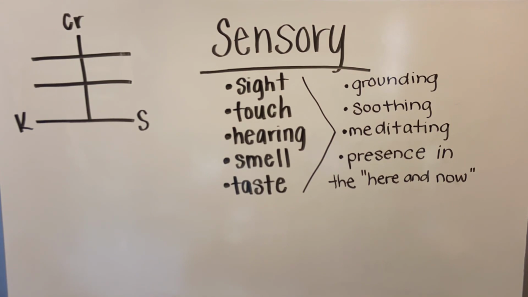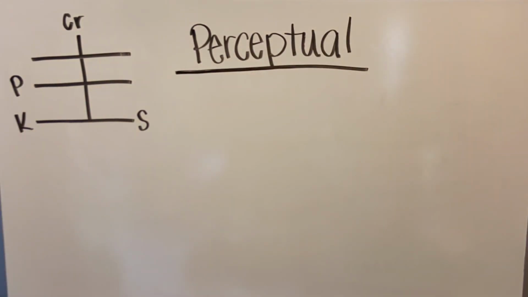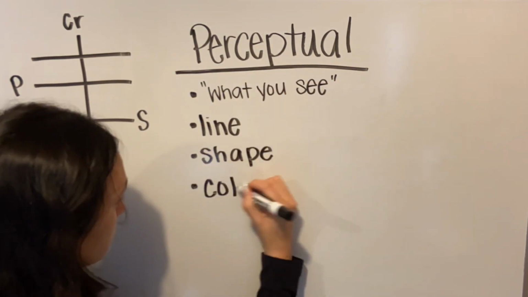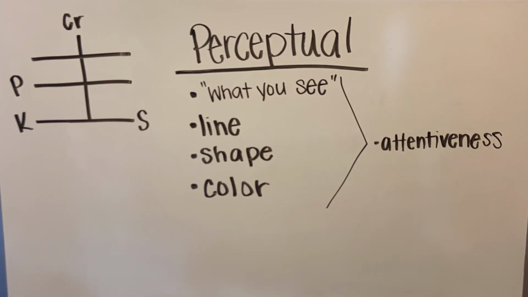Perceptual, on the other hand, is the formal art aspects of what you perceive you're seeing, such as line, shapes, and color. For a client who is stuck in this element, you may see them being overly perfectionistic, paying excessive attention to order, showing lack of colors, and not being very expressive with their emotions in their artwork.